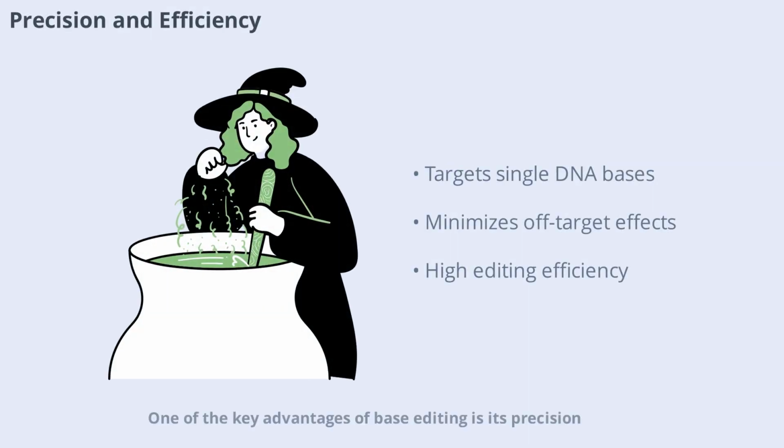One of the key advantages of base editing is its precision. By targeting single bases, scientists can make highly specific changes without affecting the surrounding DNA. This reduces the risk of off-target effects and increases the efficiency of the editing process. As a result, base editing is considered a safer and more reliable method for correcting genetic mutations, especially in clinical settings where accuracy is paramount.